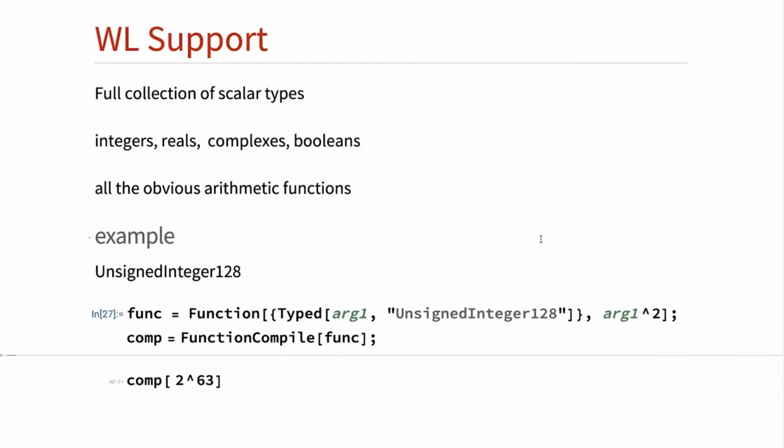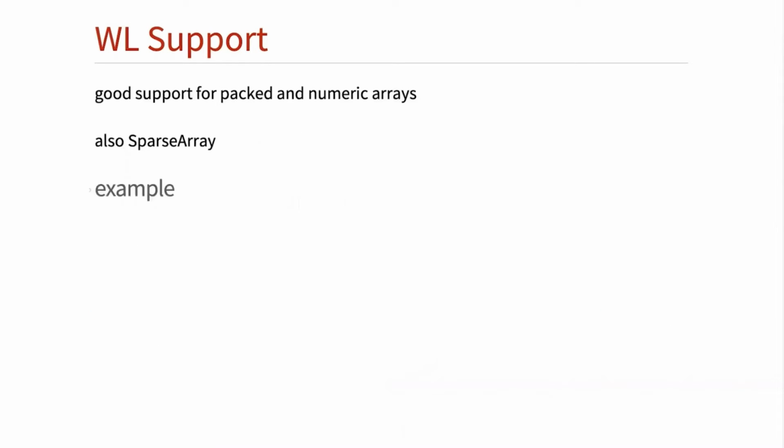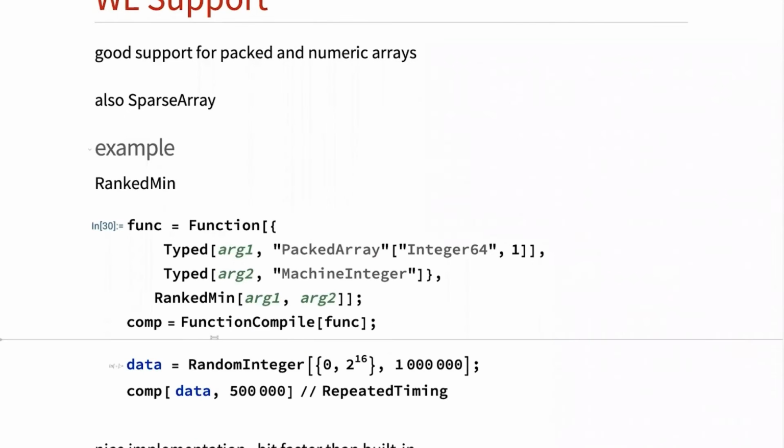This is not a software variable-sized integer. This is just an integer that's always a 128-bit unsigned integer. But for some applications, maybe number theory or cryptography, it might be quite useful to work with this, and the support we have is going to be extremely efficient for such things. In terms of array support, we've got pretty good support for packed and numeric arrays and also sparse arrays.